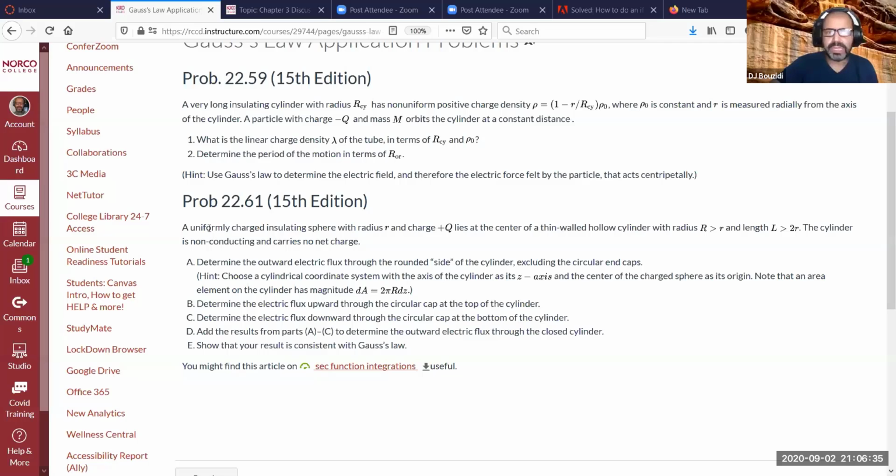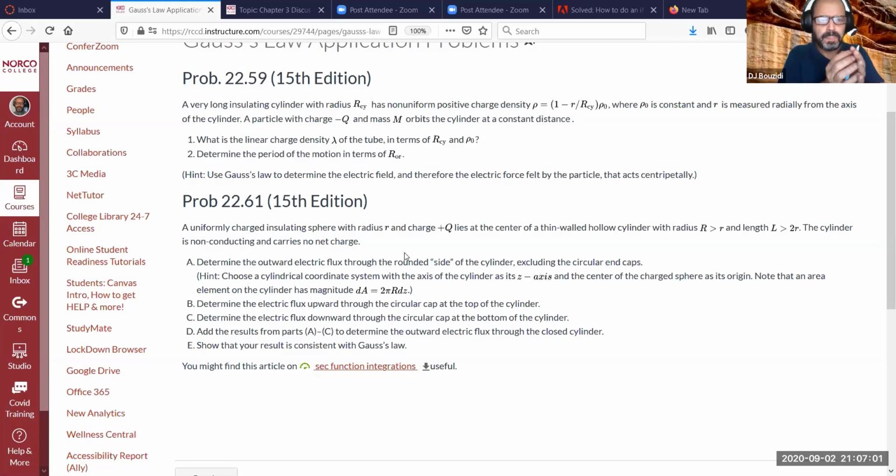Let me go to the second problem though, to try to see how that works. Okay, at least set it up. I know we still have about 4 minutes left. So it says in here, a uniformly charged insulating sphere with radius r. So the radius of the sphere is little r, and charge positive q lies at the center of a thin-walled hollow cylinder with radius big R, bigger than little r. So imagine the following.